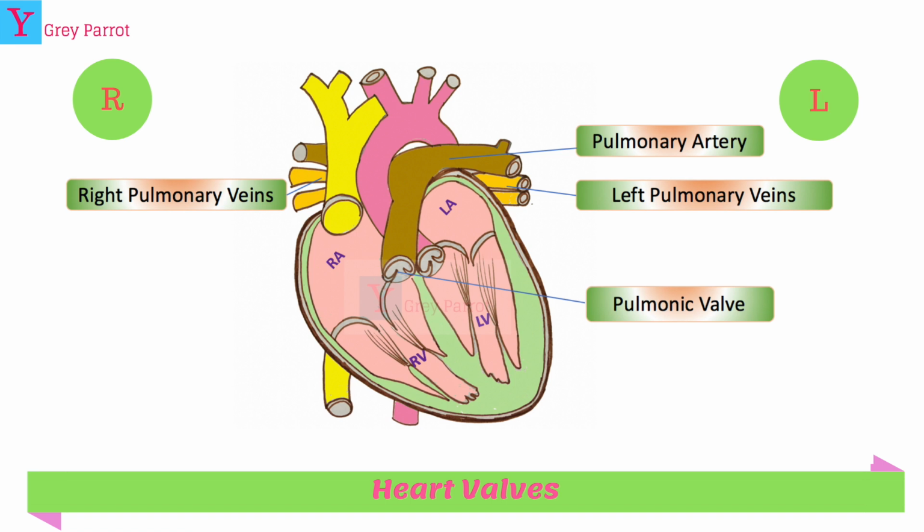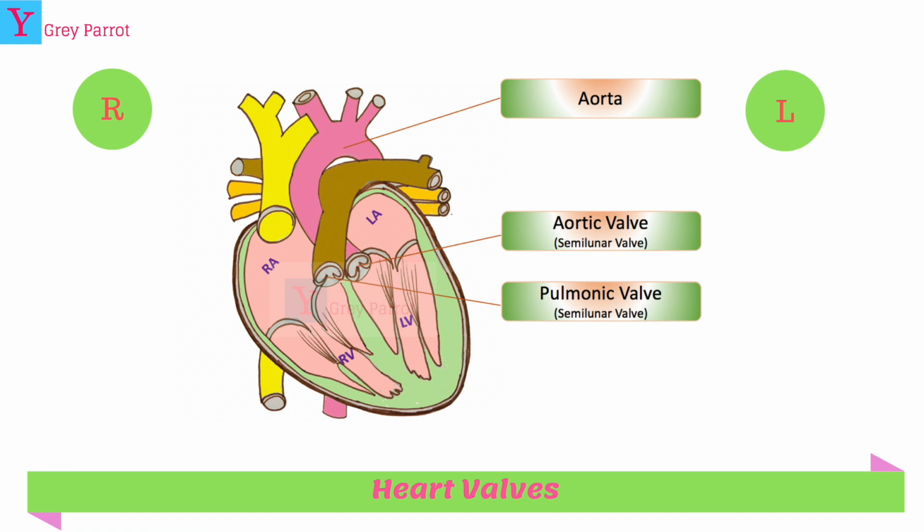Now let's look at the most important valve, the pulmonic valve. Did you know that our heart and lungs are connected by the pulmonary artery? The deoxygenated blood will go through our pulmonary artery to our lungs, and our lungs will process it as oxygenated blood and send it back through the pulmonary veins to our heart.